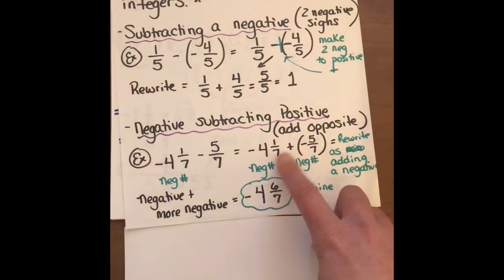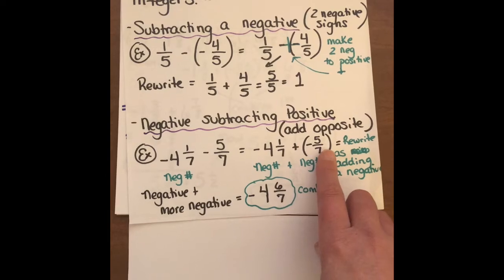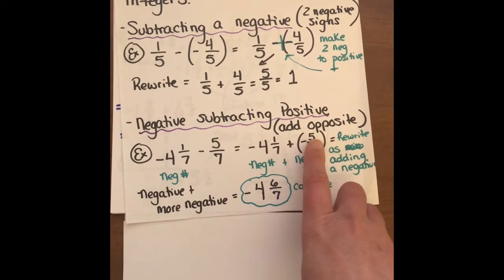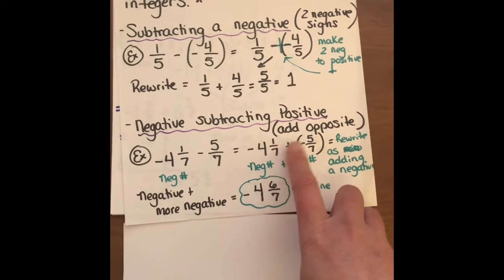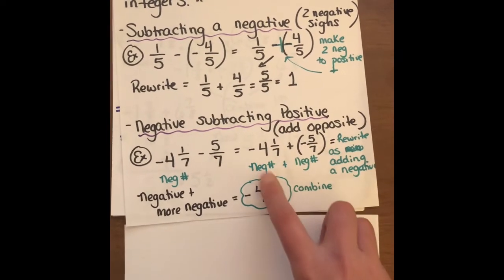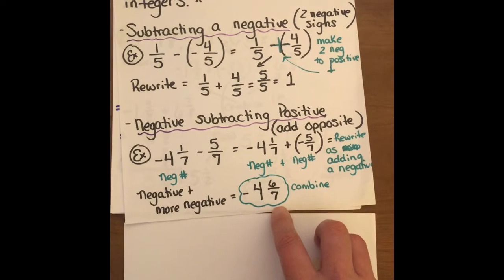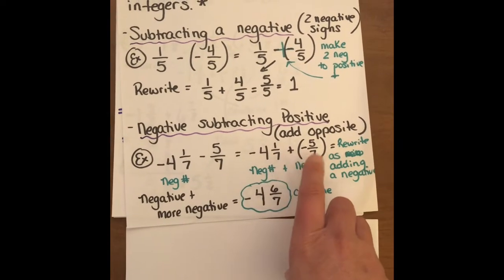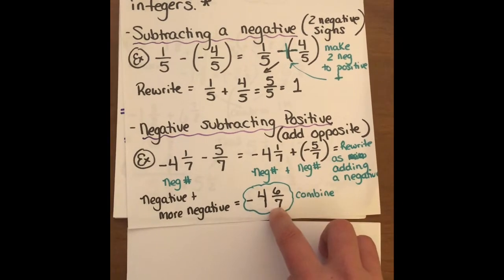And these already have a common denominator, so I didn't need to change. So I just added them together. So I have 1/7 plus 5/7 gives me 6/7. So I have a negative 4 6/7. So remember your signs, though. You have a negative and you're adding more negatives, so it's going to be a bigger negative number.